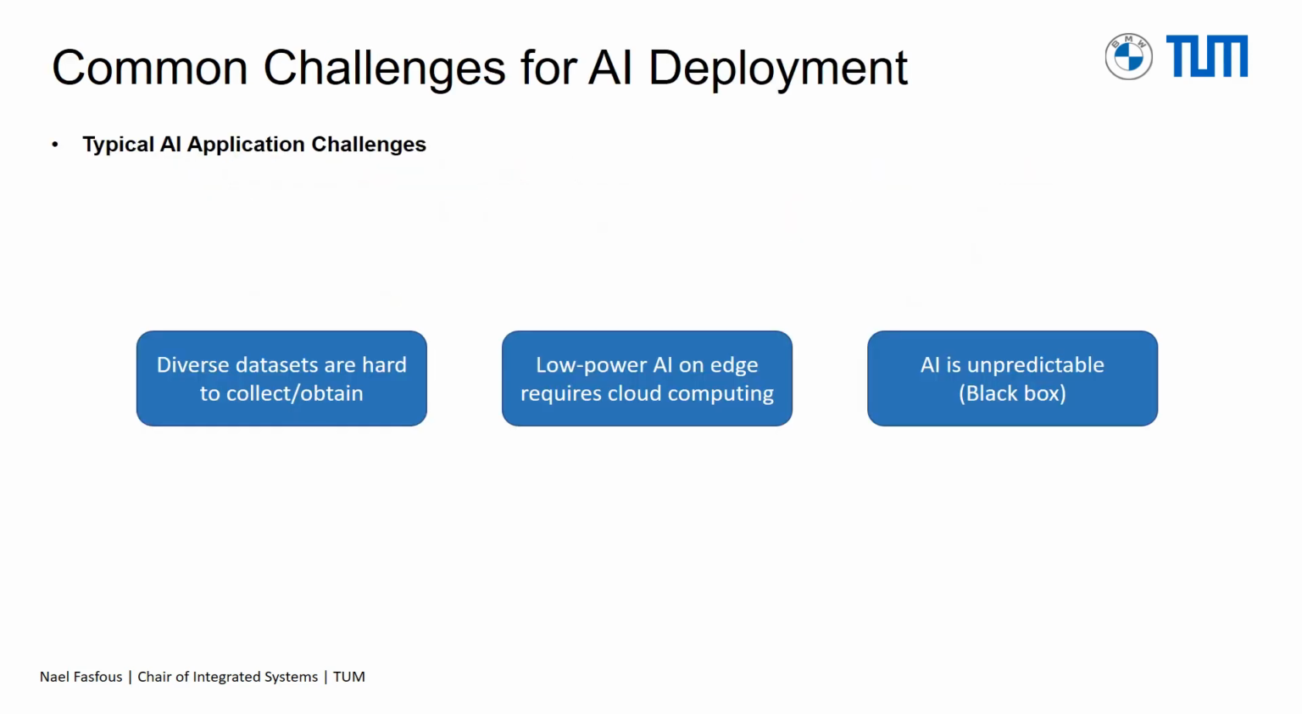So the challenges for a typical AI deployment can be split into 3 distinct problems. First, the collection of diverse, clean datasets so that you can guarantee that the performance that you observe during training matches that which you could expect in a real-world scenario. Second, low-power AI on edge typically requires that you offload your computing to the cloud, which is something that we would like to avoid for our particular application. And lastly, the algorithms are typically treated as black boxes, which is something that we would like to avoid. We would like to better understand why our algorithm is making certain decisions so that we can refine the training and improve our final deployment performance.